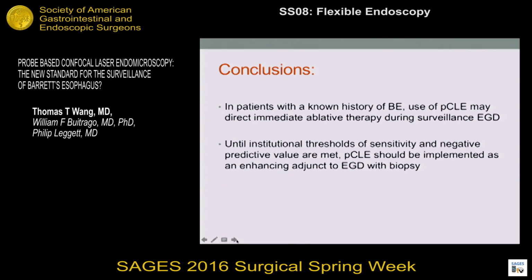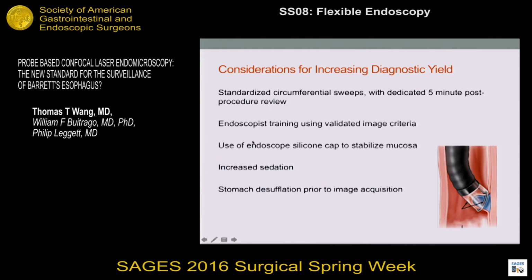So in our ongoing experience with our prospective trial, how do we increase these sensitivities and predictive values? In our practice, it's good to think about this in two arms. The first arm is for the endoscopist side of things, and the second arm is for the patient side of things. From the endoscopist perspective, we found that using circumferential standardized sweeps, similar to a four-quadrant biopsy, we're taking four-quadrant optical biopsy, sweeping around the mucosa at defined levels for all four quadrants circumferentially.